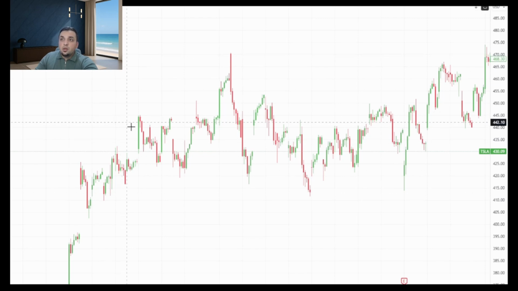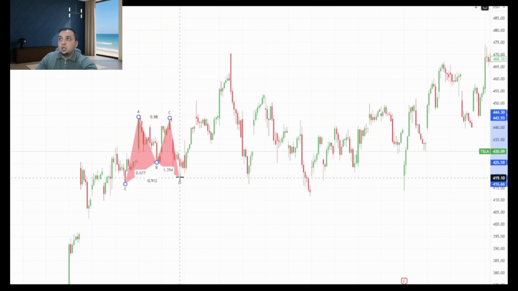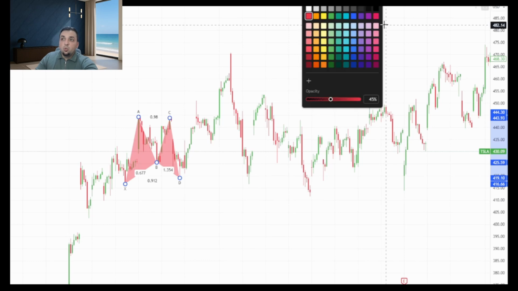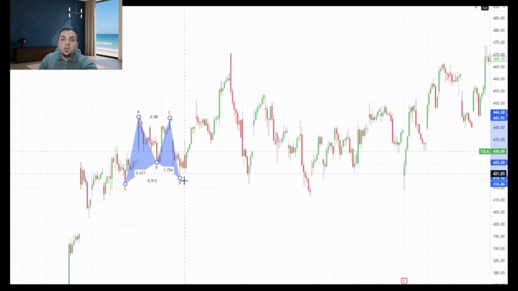Well, as you can see, we have the first M pattern that starts here, X to A to B to C, and C to D. Gonna change the color to blue. Then we have the second one. What happens after an M pattern, which means a bullish pattern? It means that we will anticipate a long move or a pullback. Okay, so in this case we got a move up because we are on the 1 hour time frame.